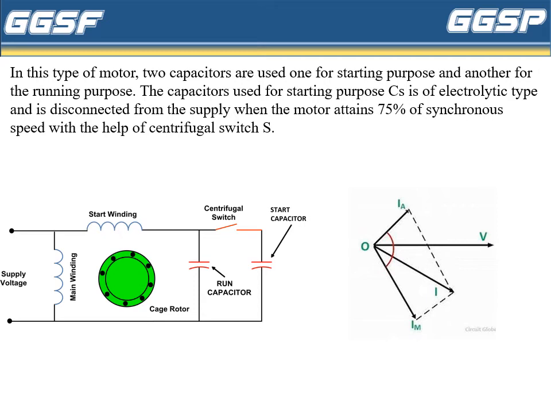The capacitor used for starting purpose, CS, is the electrolytic type and is disconnected from the supply when the motor reaches 75% of its synchronous speed, with the help of the centrifugal switch S.